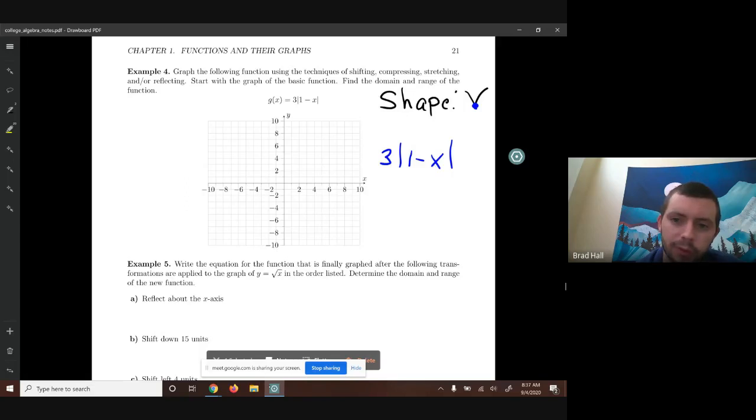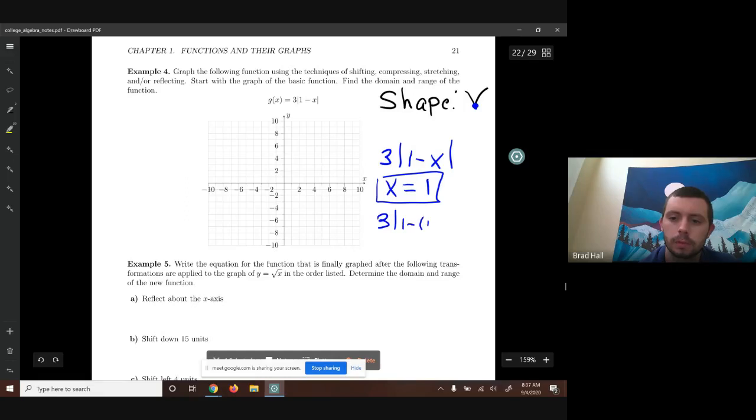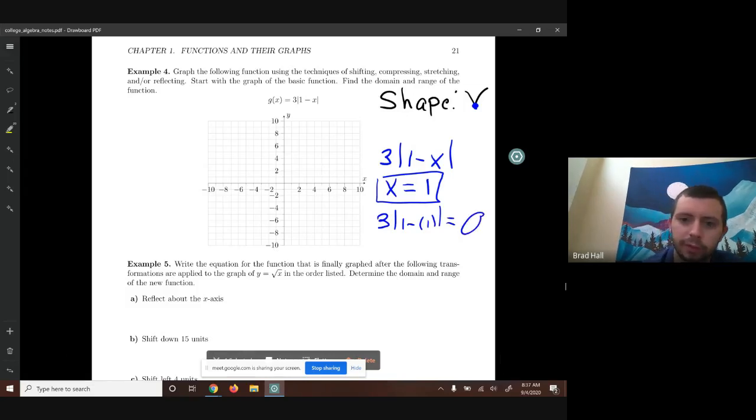So what value? I see x is equal to 1. So when we plug in x equals 1, 1 minus 1, of course, is 0. The absolute value of 0 is 0. And then 3 times 0 is 0. So if anything, that tells us that when we plug in 1 for x, we get 0 for y, and that is our vertex. So with that being said, we found the vertex.